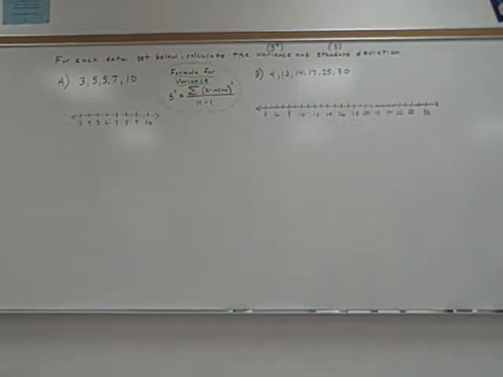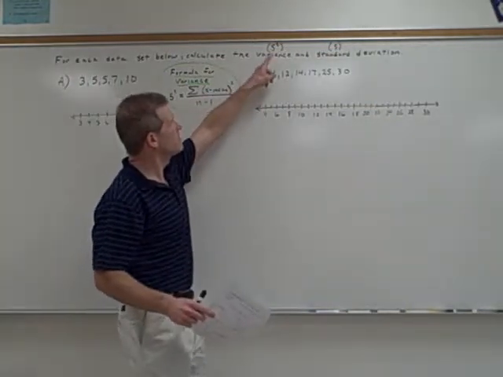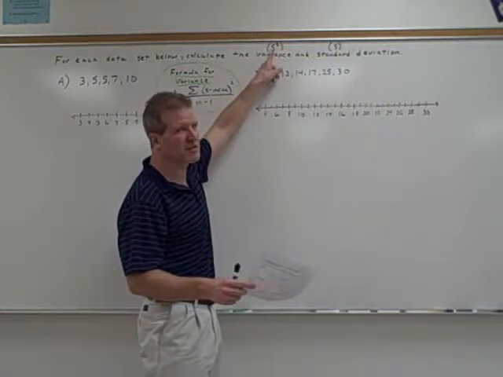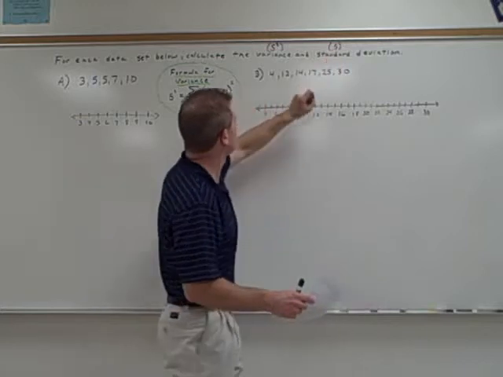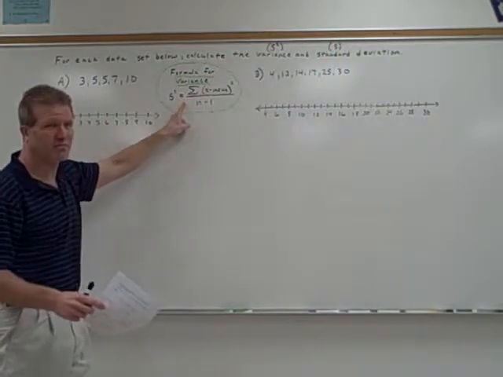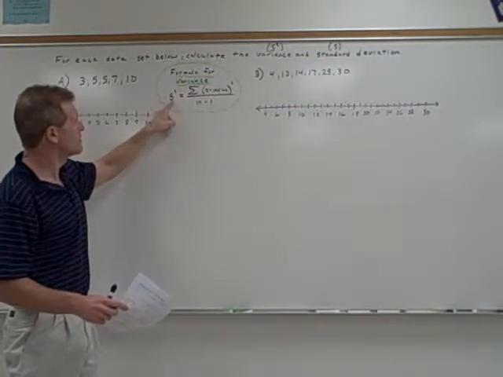Okay, so this is a problem where for each data set below, we calculate the variance and standard deviation. The symbol for variance is called the sample variance, S squared. The sample standard deviation is called S. Here's the formula, all right? The S squared means variance.